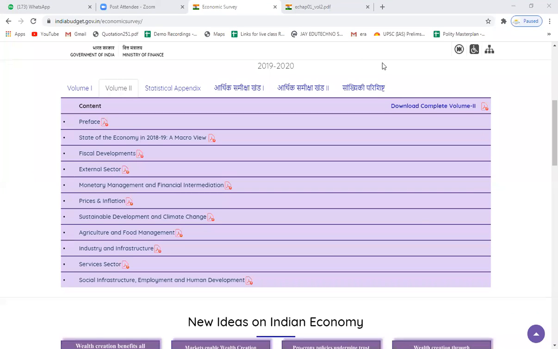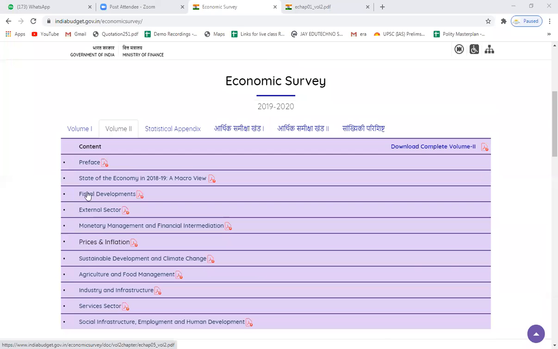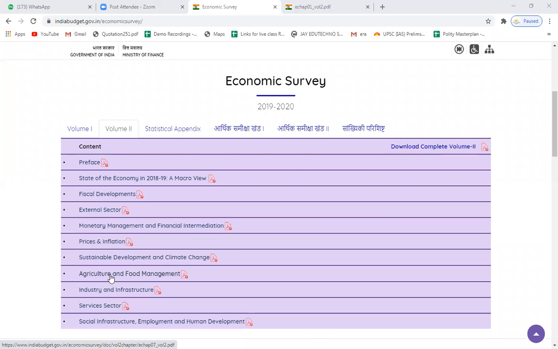Hello. So any doubts about this economic survey? You have to read this topic, the state of the Indian economy, in detail: the macro view, and you have to see the graphs of fiscal development, external sector, monetary management, price and inflation, sustainable development, and agricultural and food management. Sorry, here you can, yeah, that's up to price and inflation is fine. जहां तक कि आपको देखना है आगे के मेंस में देखना, not now.